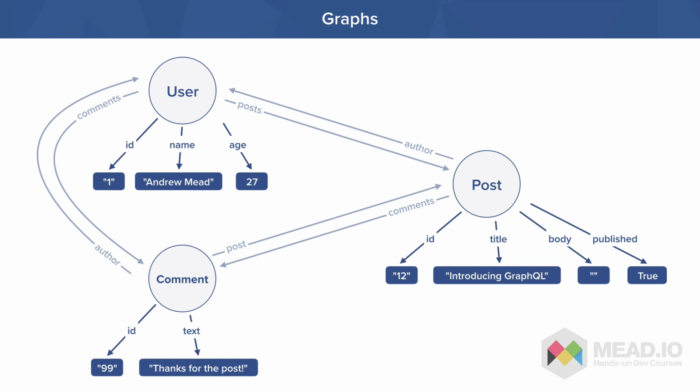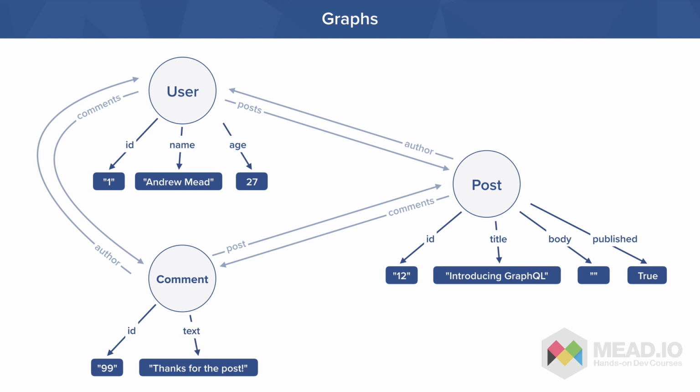So at the end of the day, our graph could look a little bit like this, where we have types, user, post, and comment. They have discrete fields, and they also have associations between various types. At the end of the day, this is how we're going to be thinking about and representing our data in GraphQL. That's where we're going to stop for this one.